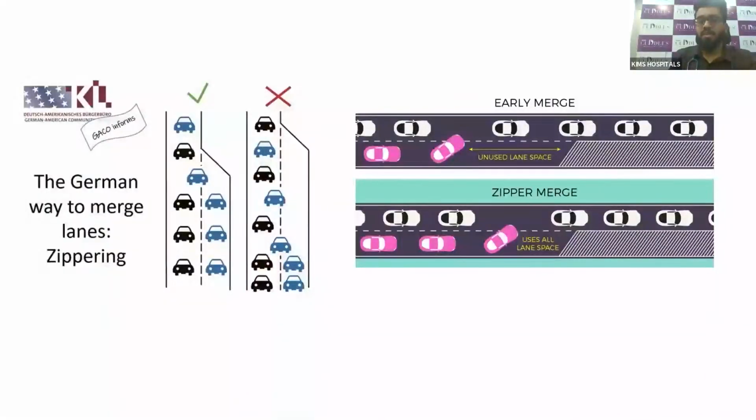There's a newer technique called the zipper technique, or the zipper merge. This concept came from the engineering of road traffic in Germany. If there is a lane closure, instead of diverting the cars from the beginning of the road, you can continue the vehicles till the end and use all the lane space. This saves road space and also saves time, merging at the last moment and utilizing the road as much as it can.